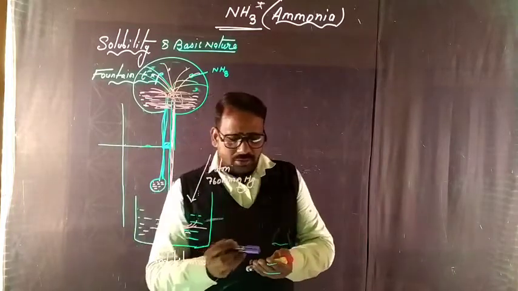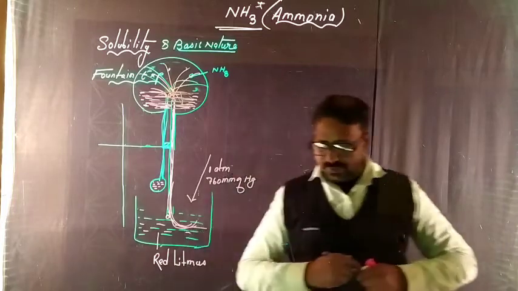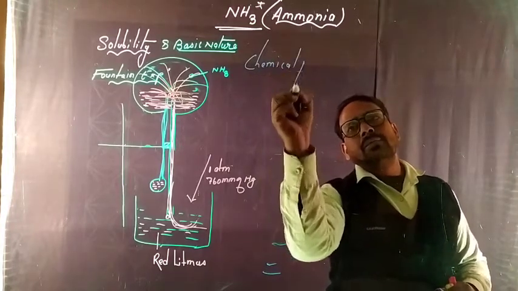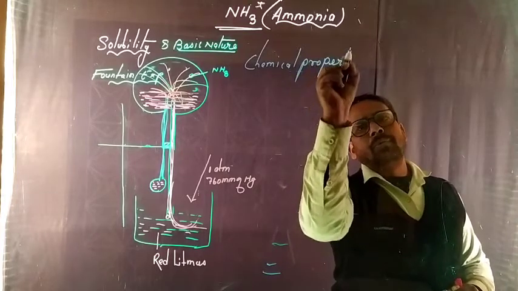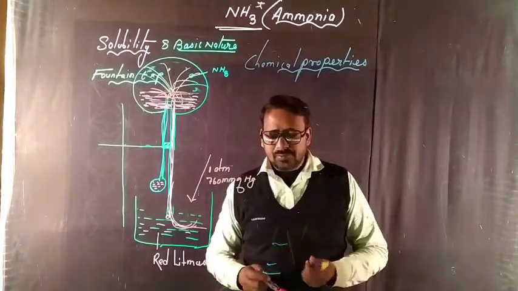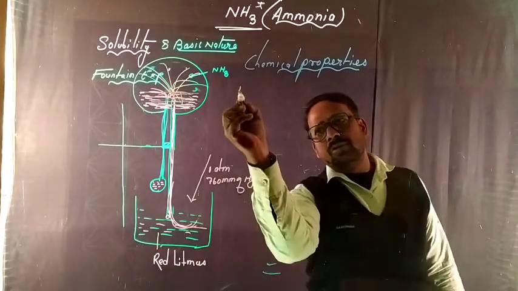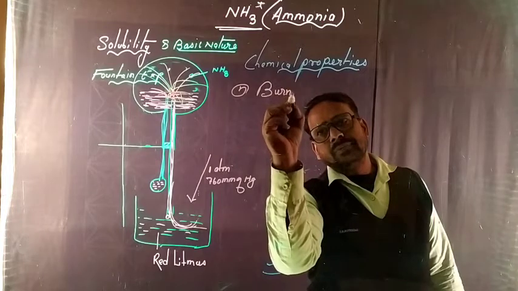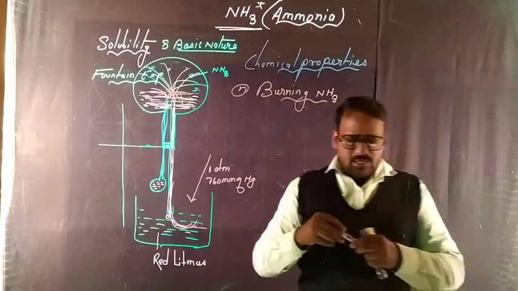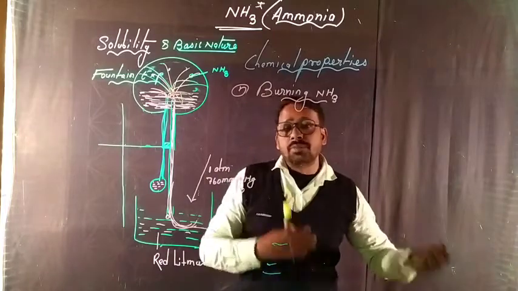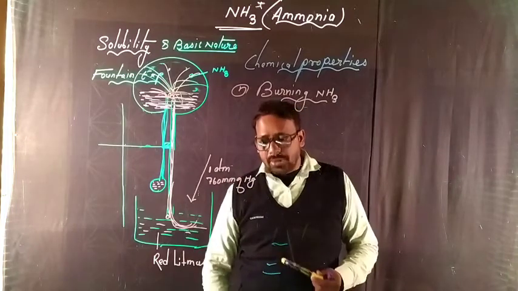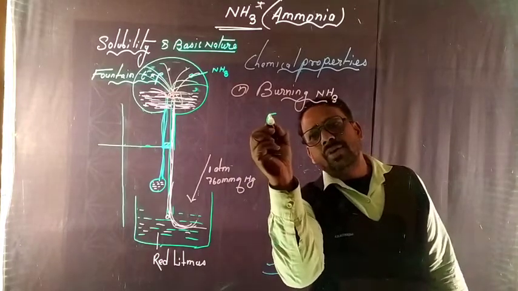Now next we'll talk about the chemical properties. First we'll talk about burning. Burning of ammonia. You know that it is non-combustible. It does not support burning and it does not burn itself, meaning it cannot burn. But we can explain it with one experiment.